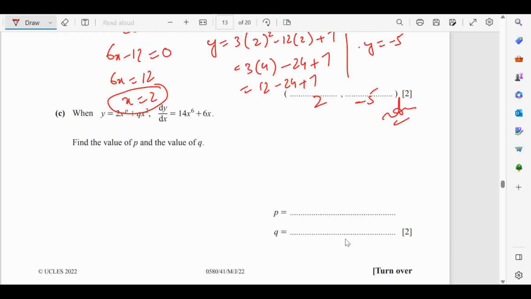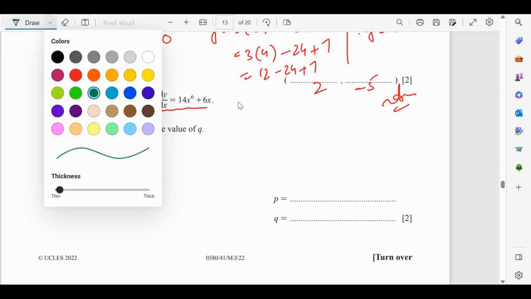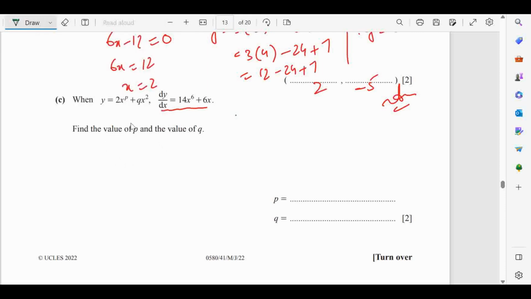Let's move to the C part. In the C part, they said that when y is equal to this, dy is equal to this, find the value of p and the value of q. So first of all, we need to take the integral on both sides of this equation, this one, plus 6x.